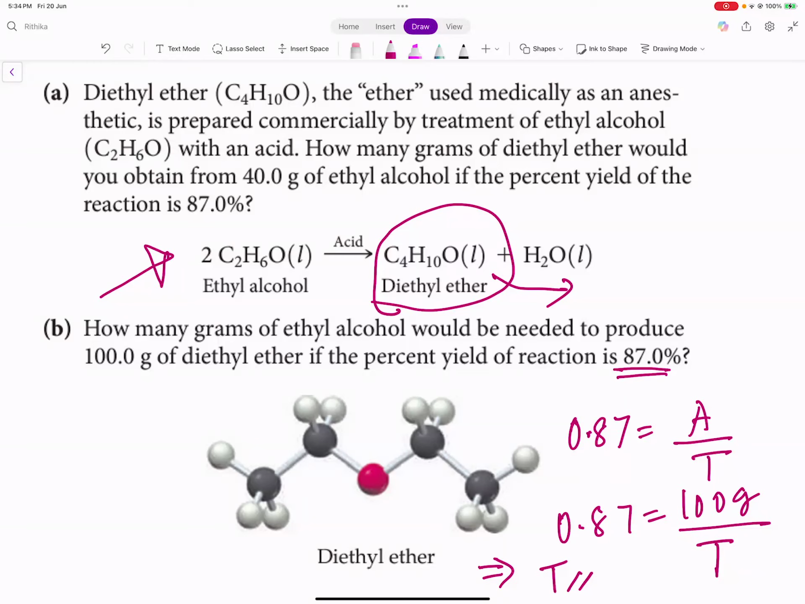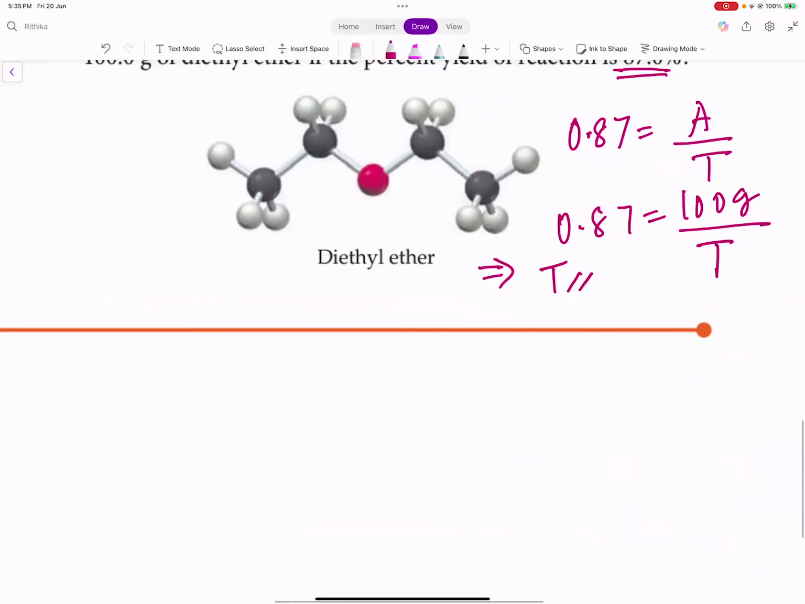So I'm getting 142.6 grams. You're getting 142.6 grams? Yeah. Let me check. Yeah, that is correct. Good. Okay, so now we are clear on this.